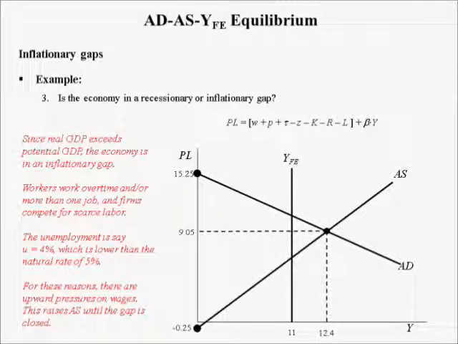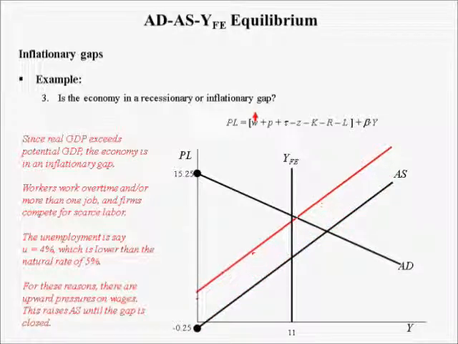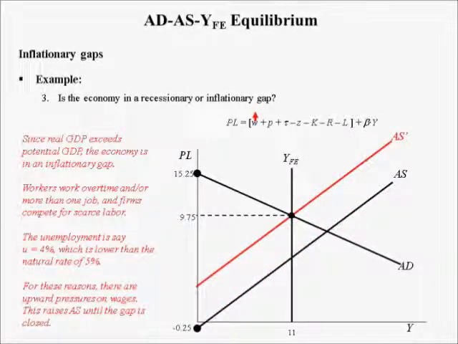So wages want to rise, and wages will continue to rise until... as the wages rise, so too does the aggregate supply curve, right? Because remember, the aggregate supply curve is the sum of industry curves, and the industry curve is the sum of firm curves, and firm curves were, as we said earlier, marginal cost curves. So as the marginal cost rises, the aggregate supply curve shifts up, which is a decrease in aggregate supply. And the wages will continue to rise until the gap is closed.